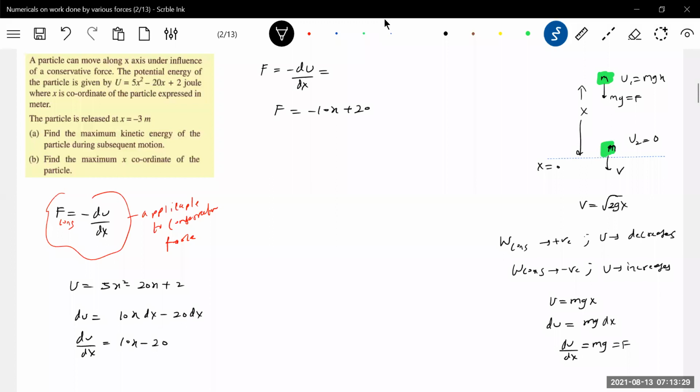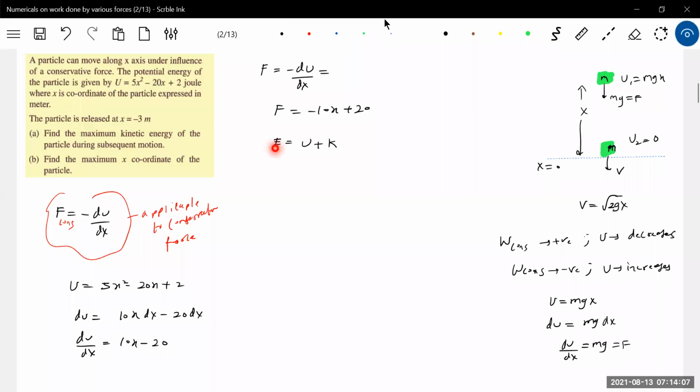Find the maximum kinetic energy of the particle during subsequent motion. It is under the influence of a conservative force, it is telling. So when a conservative force acts, the total mechanical energy must be conserved. The overall energy of the system must be conserved here. And the particle is released at x equal to minus 3.